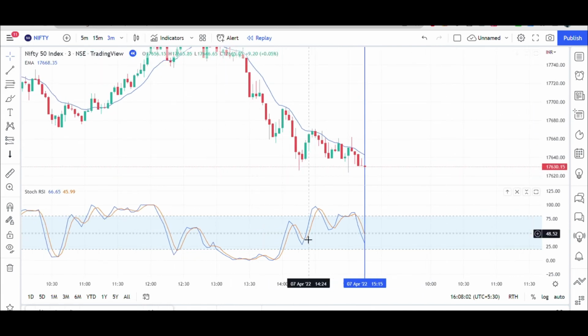So here we were able to take this buy trade and exit here, and then one sell trade, and we exited here. So these two trades we were able to take in this 1 hour of quick trading.